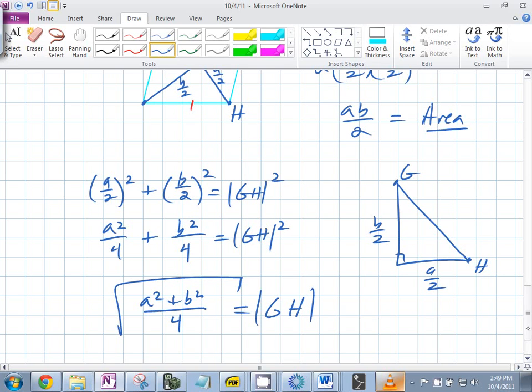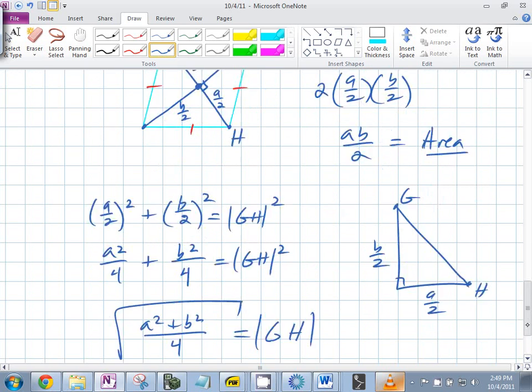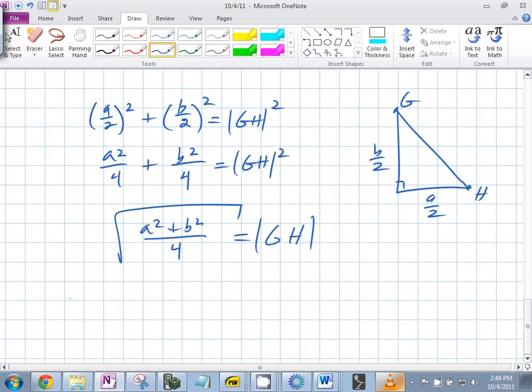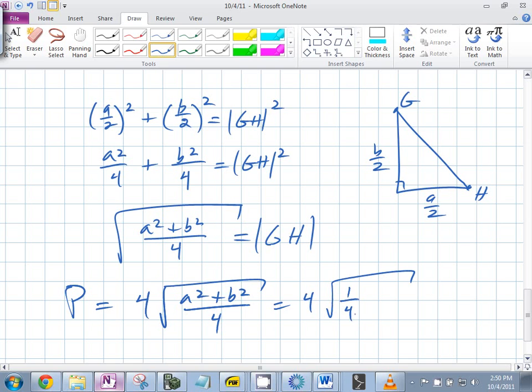But that's one side. How many sides are there? 4. So the perimeter is going to be how many times that? 4 times the square root of A squared plus B squared all over 4. Now, is that almost what they want you to show it equals? Yes. It's close, so I'm going to show you what you need to do. This is the same thing as the square root of 1/4 times A squared plus B squared, right? Do you agree with that?